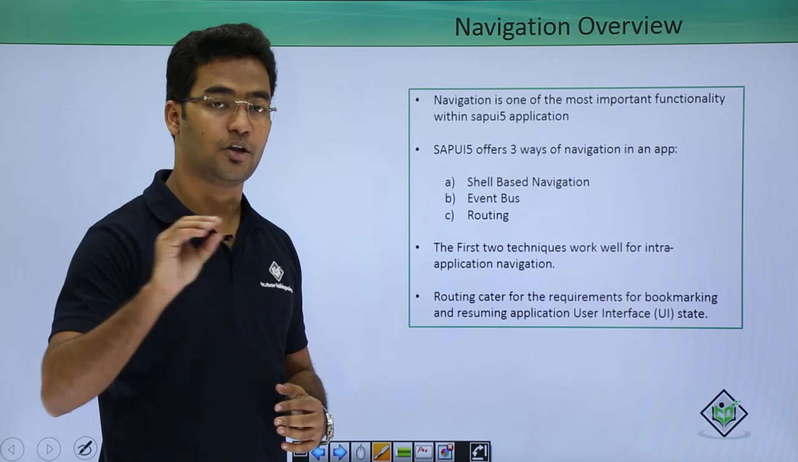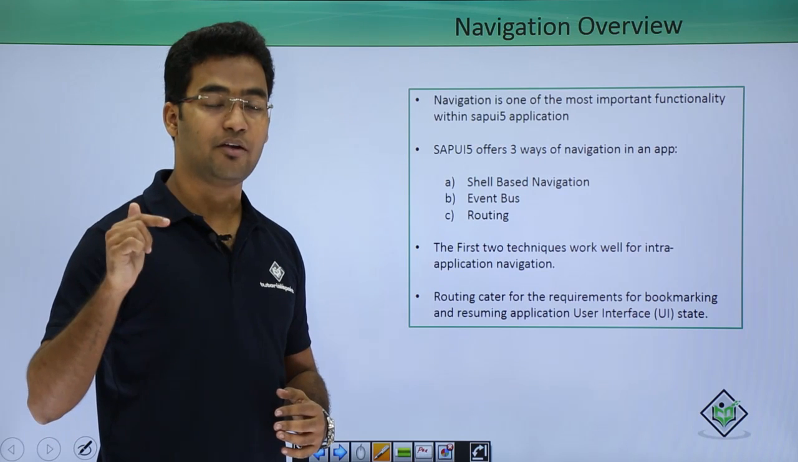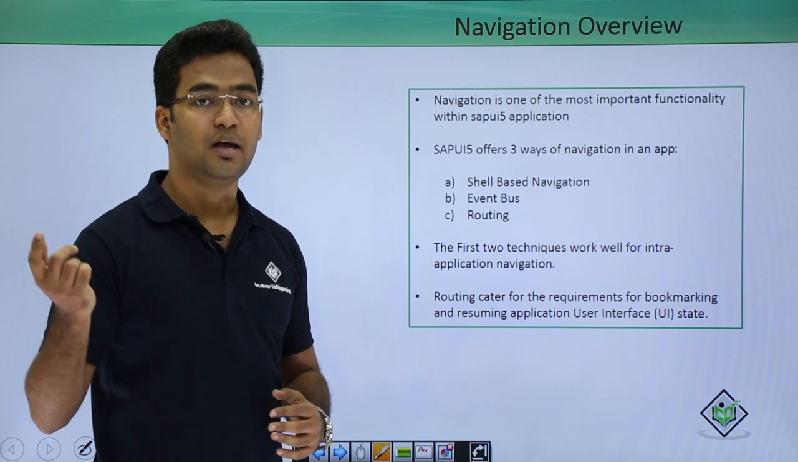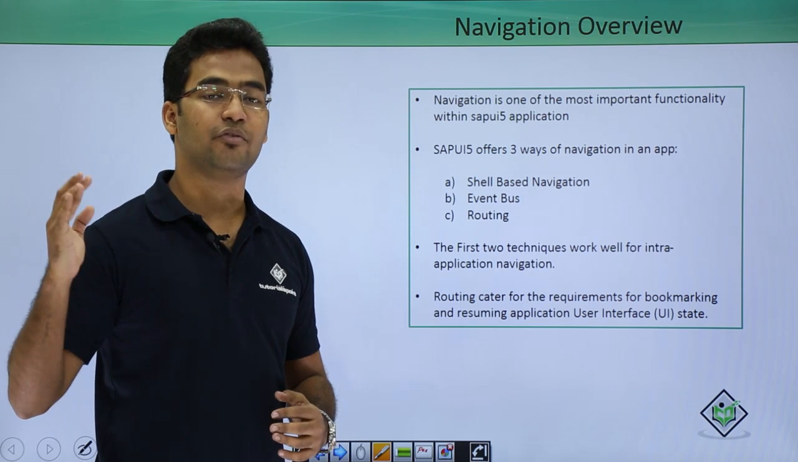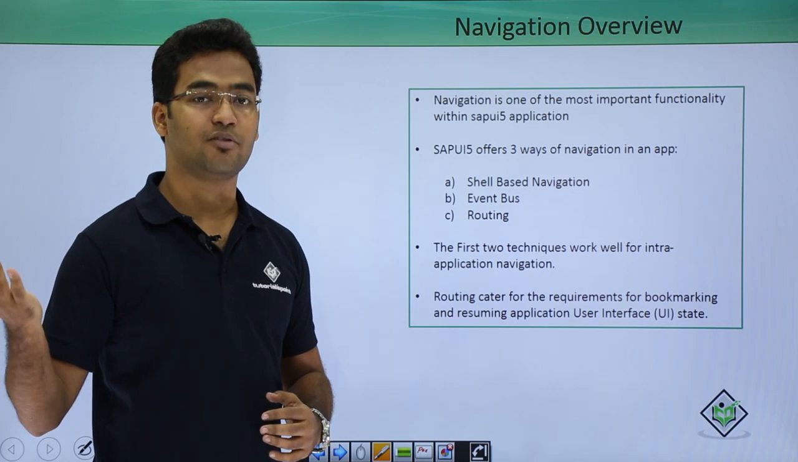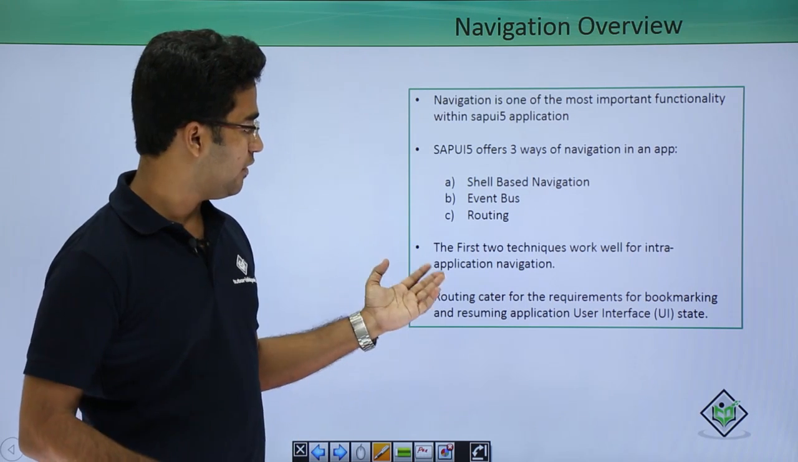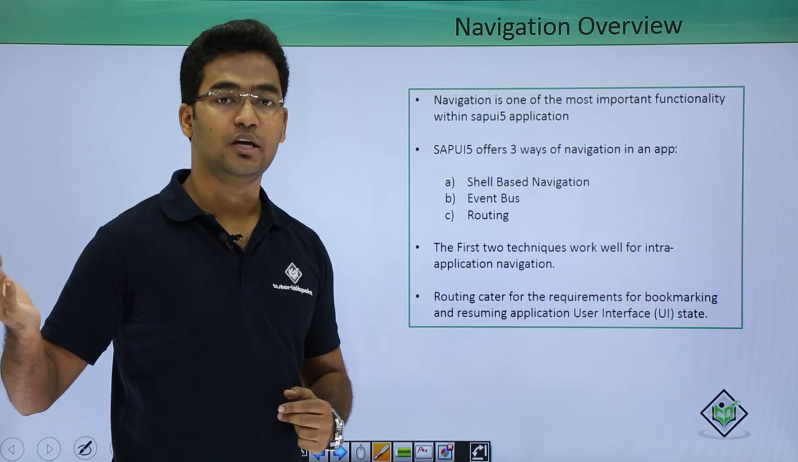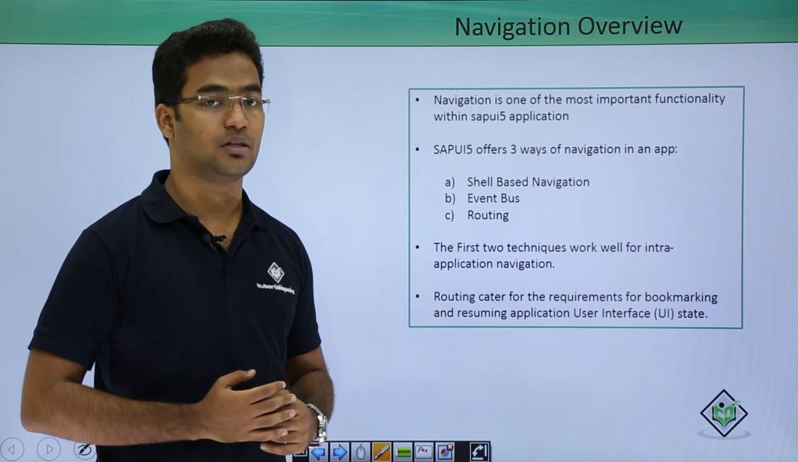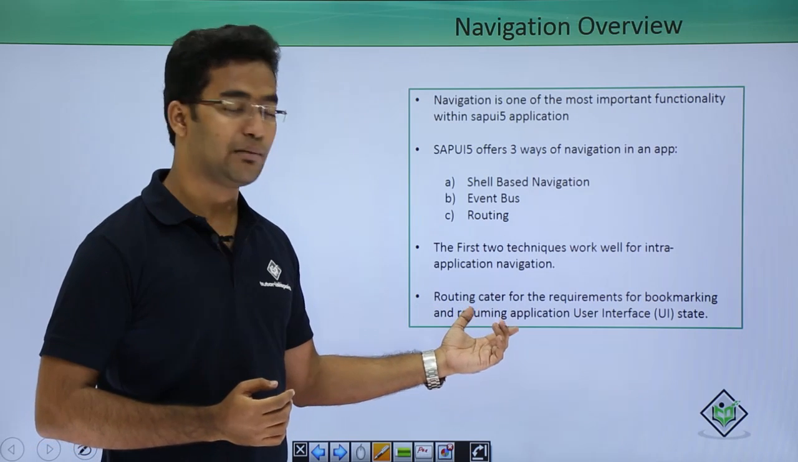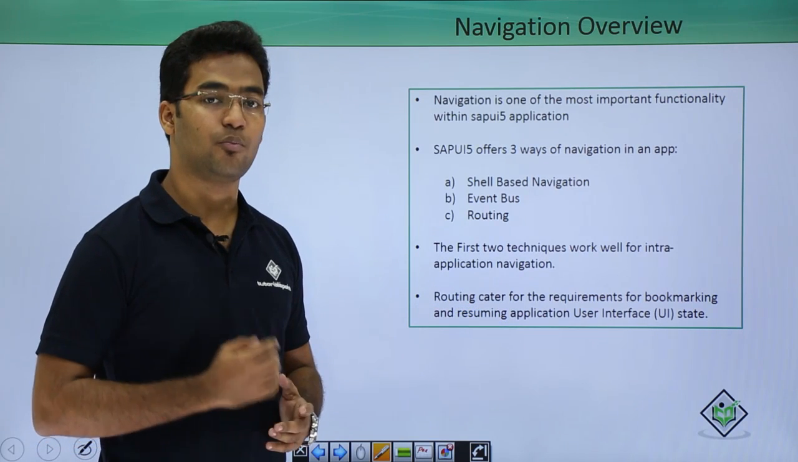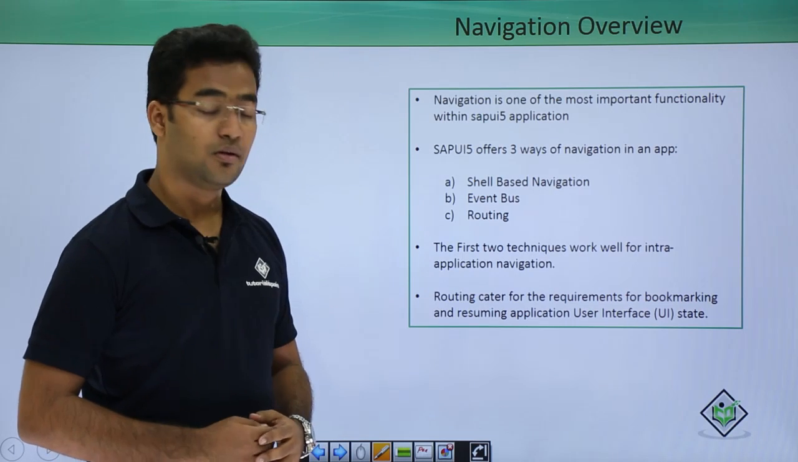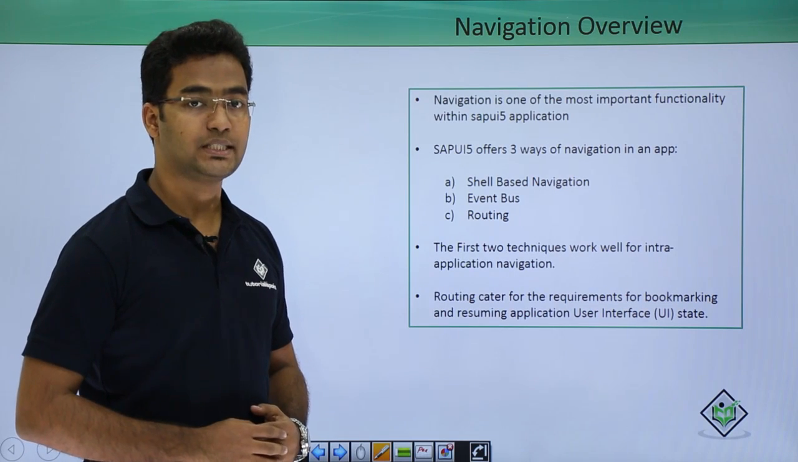So if there is a particular URL and we are navigating from one page to another, and then in the third page we refresh it, it would again give the third page itself. But if we are using the first two techniques, if we are refreshing on the third page, it would take us back to the first page itself. This way routing also helps for bookmarking. Now let's move on to the next slide.